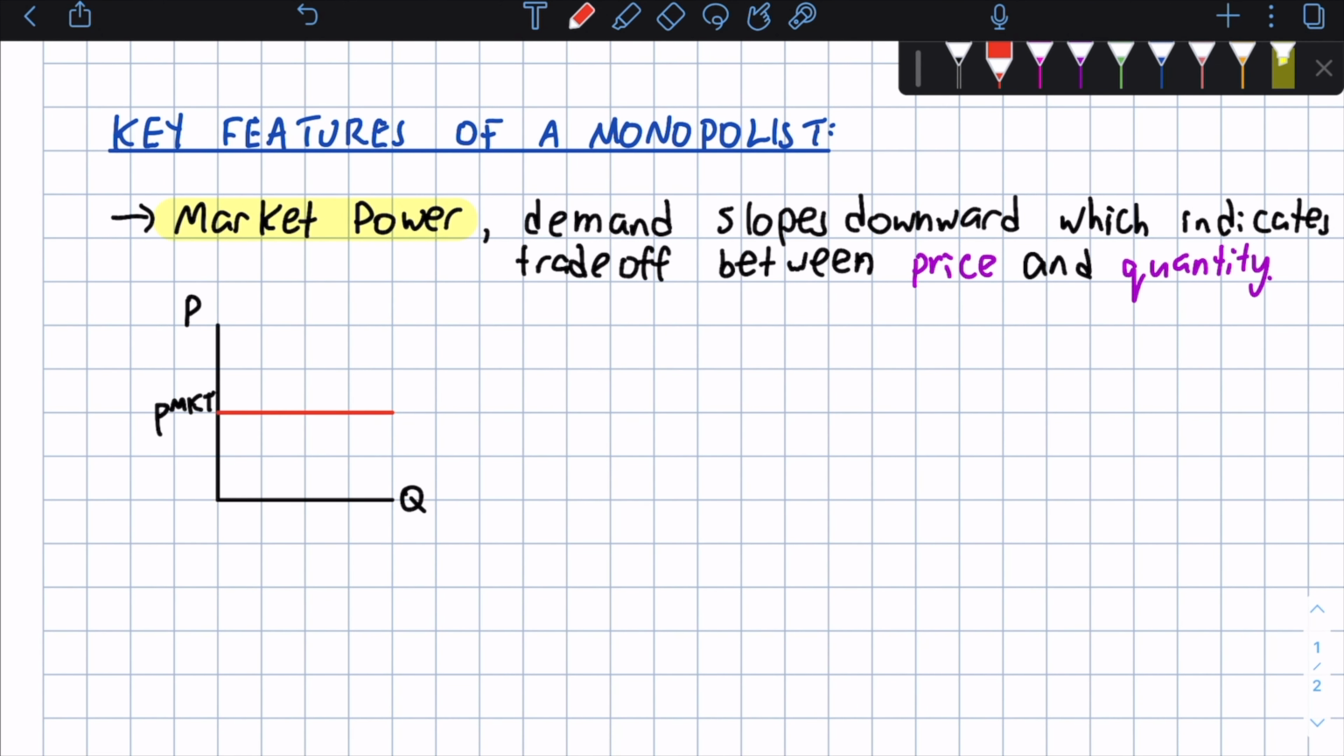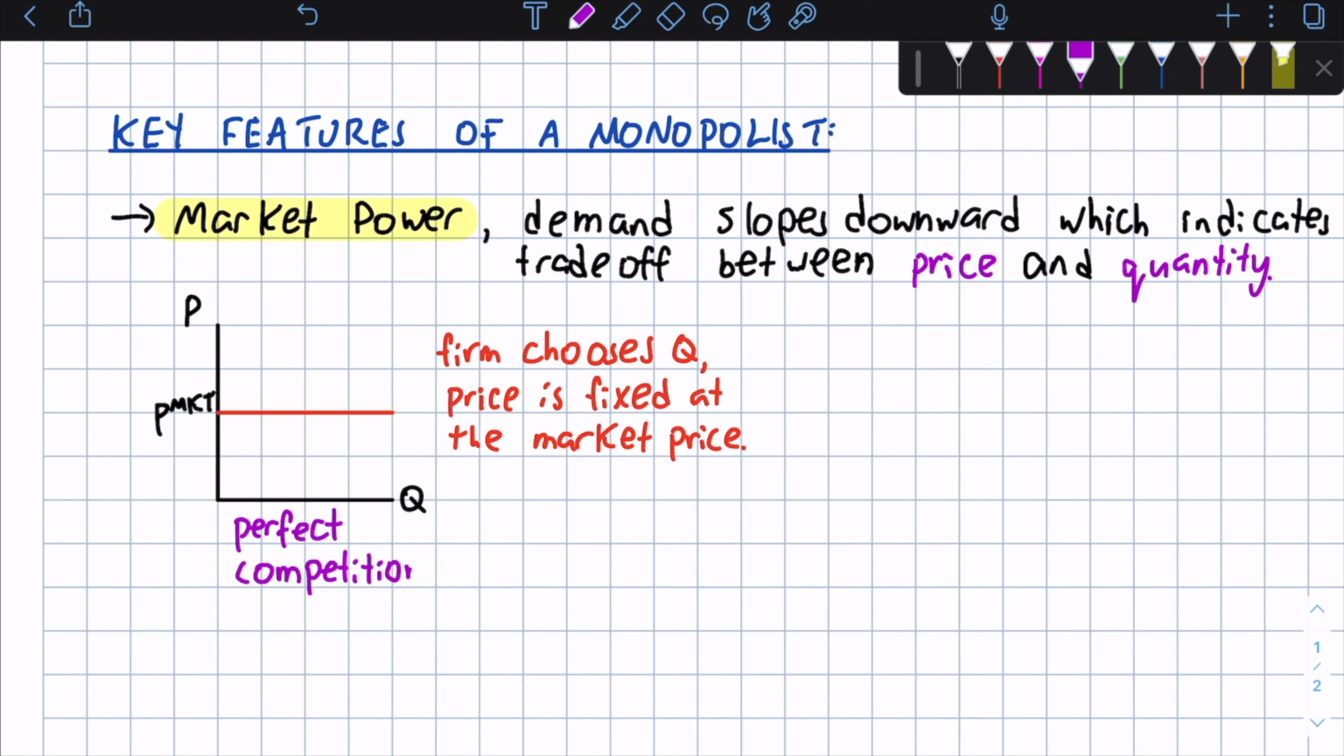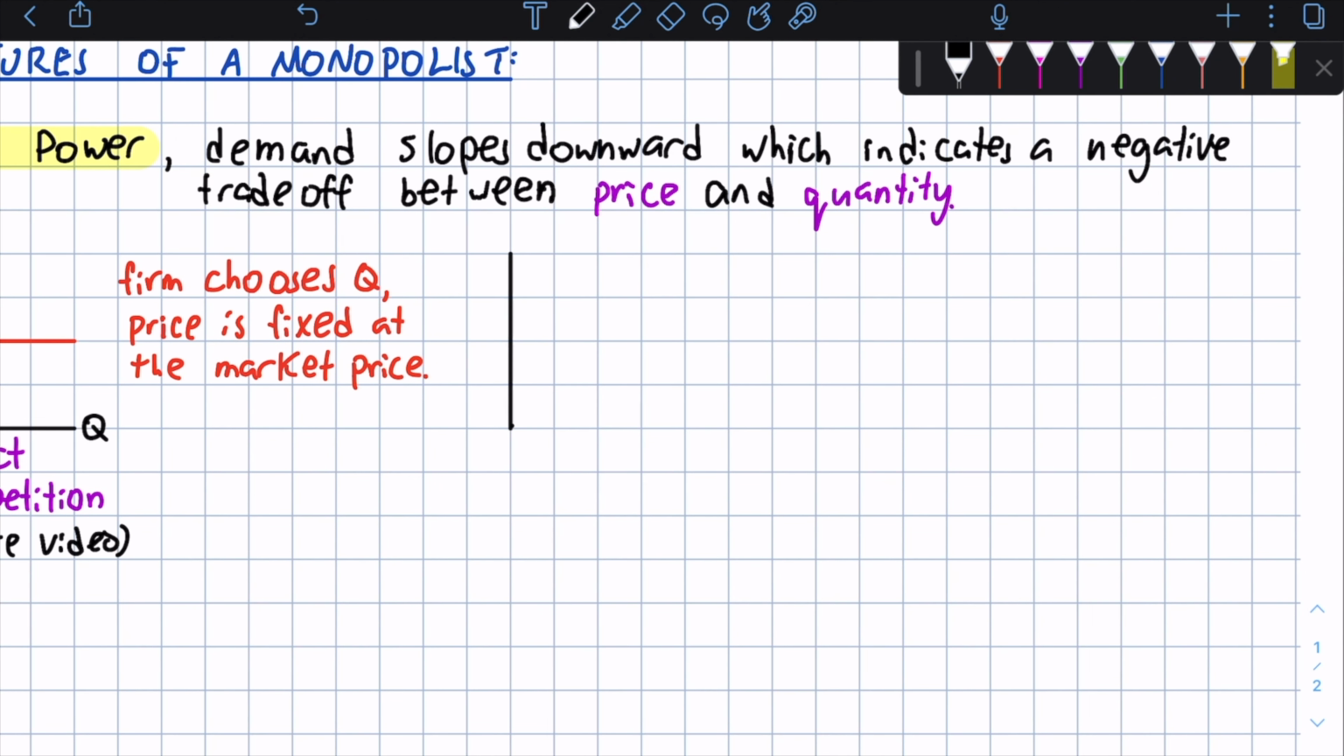So here I've drawn it out here, so we have price and quantity. This is a perfectly competitive firm, and we can see that the market price indicates that the firm chooses quantity, but they can't choose the price. And I'll do a future video on this.